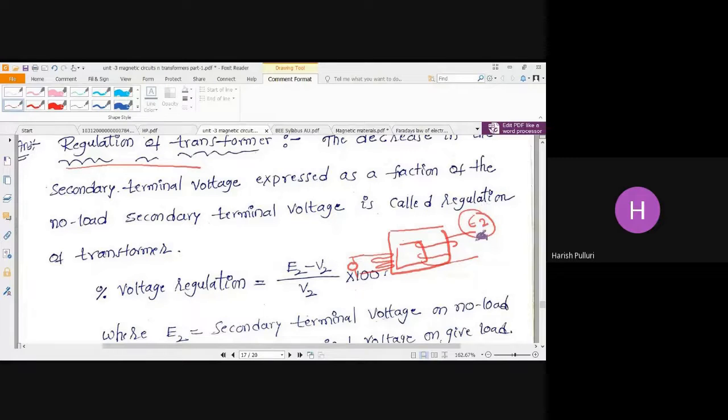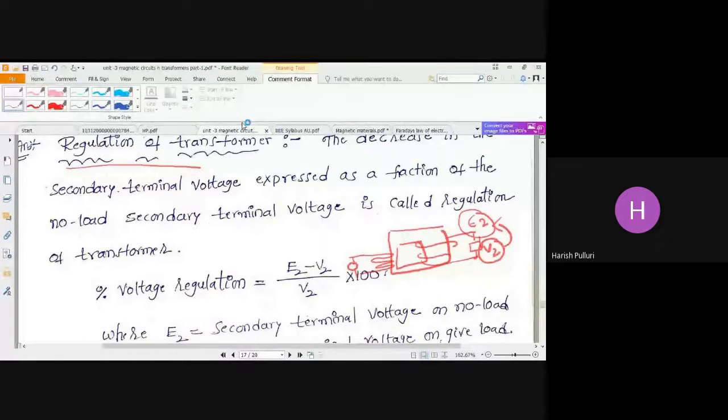Now I am connecting some load. So what happens here? Definitely a voltage is produced, and this voltage is less than the previous one. On the secondary side, a voltage is produced when load is connected, but it is less than the no-load voltage. Now how much does the voltage change between these two points? That means how much the voltage changes from no load to full load. That is what we call regulation.